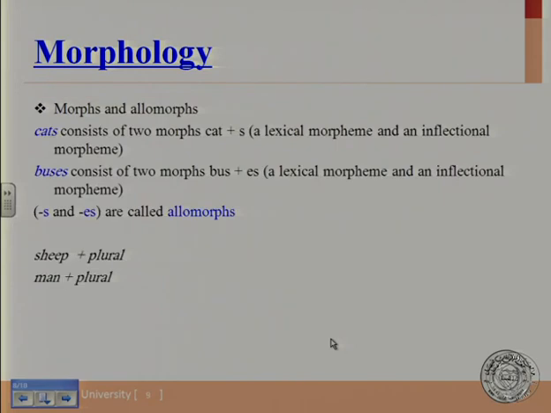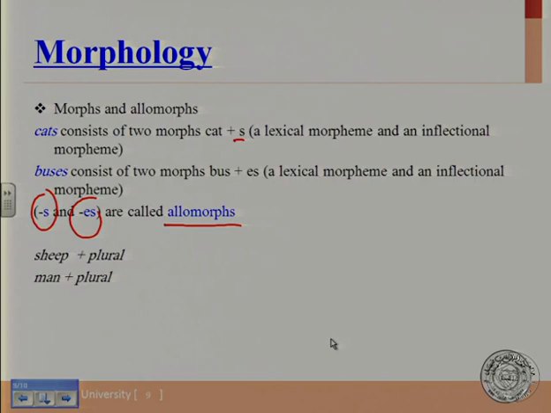Finally, we will talk about morphs and allomorphs. A word like cats consists of two morphs, cat and s, a lexical morpheme that is cat, and an inflectional morpheme that is s. Another example, buses. Again, buses consist of two morphs, bus as a lexical morpheme and es as an inflectional morpheme. Now, the s or es are called allomorphs.